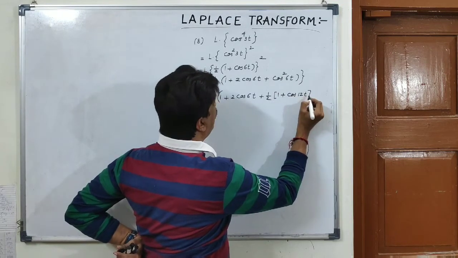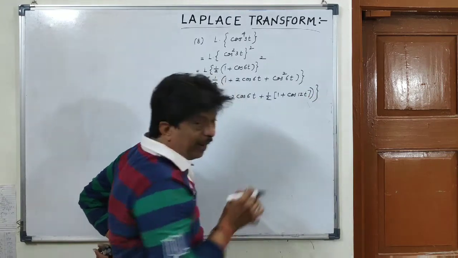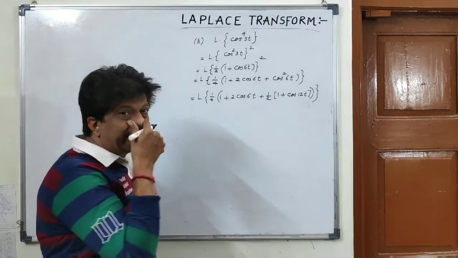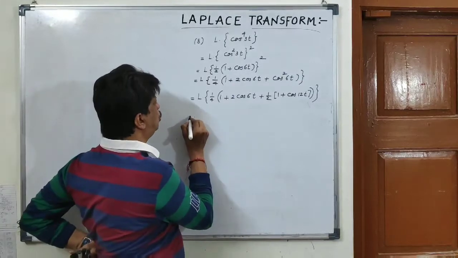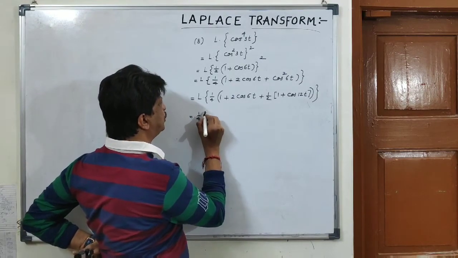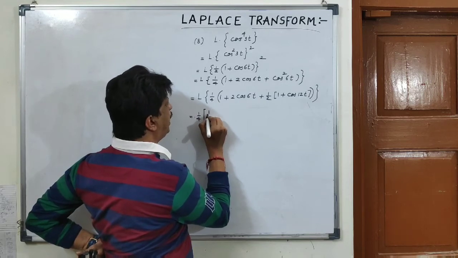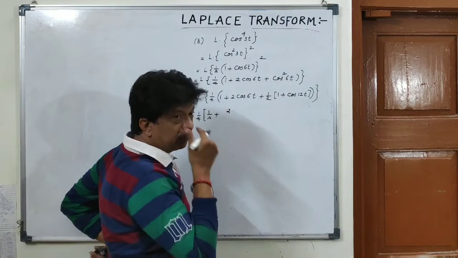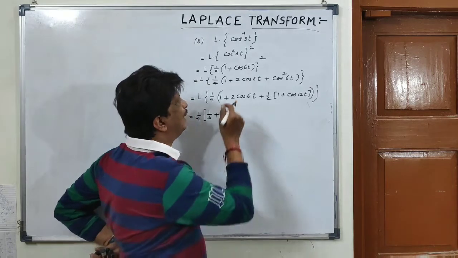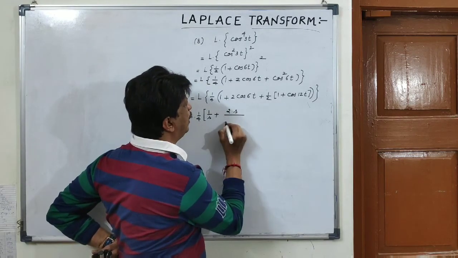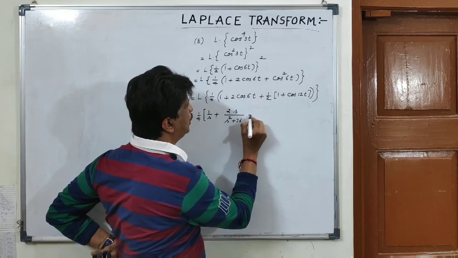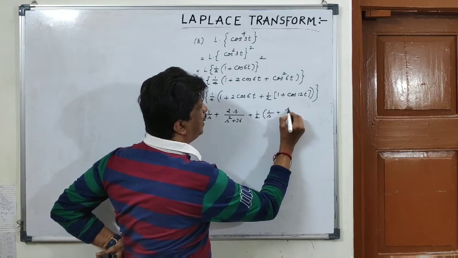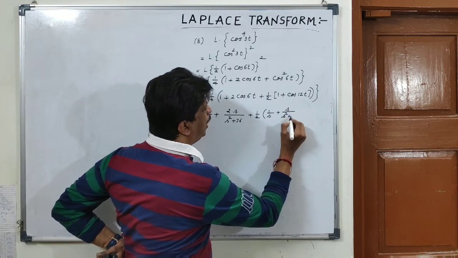Now it has been boiled down to the completely standardized form. So taking the Laplace transform at this step is equal to 1 by 4 times 1 over s, plus 2 times Laplace transform of cos 6t, which is s upon s square plus 36, plus half of Laplace transform of 1 by s, and s upon s square plus 144.